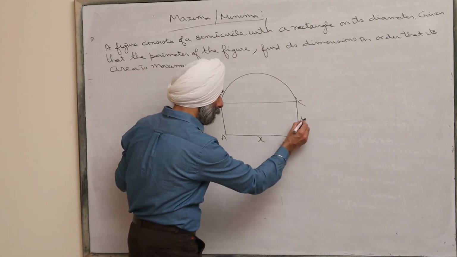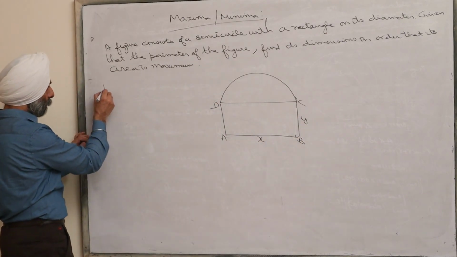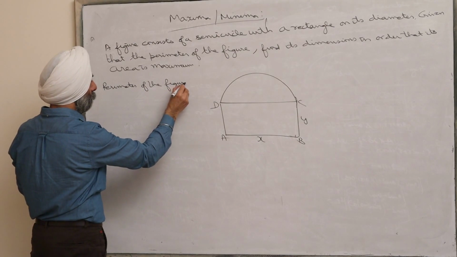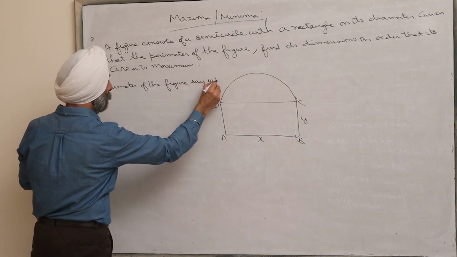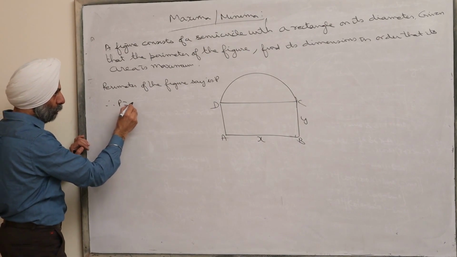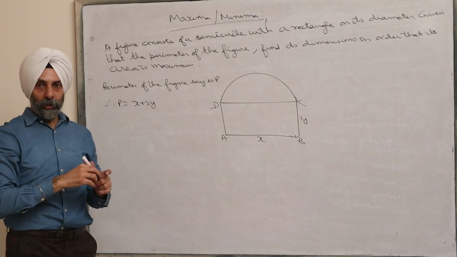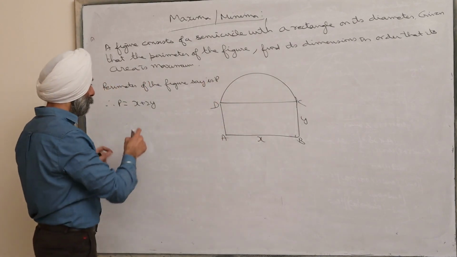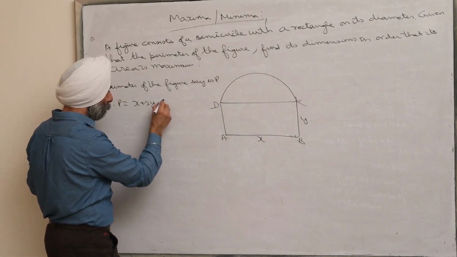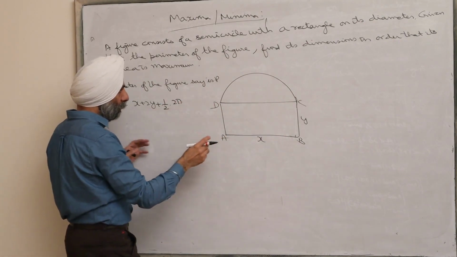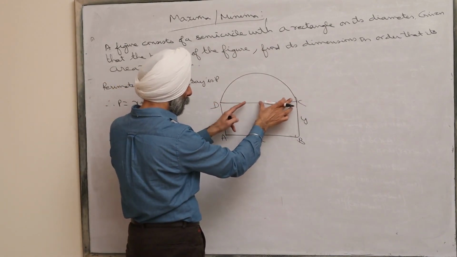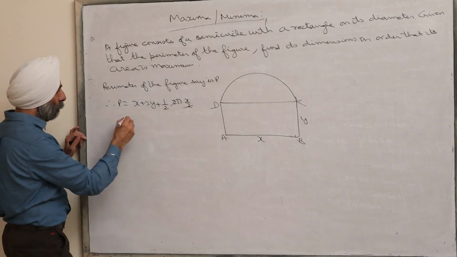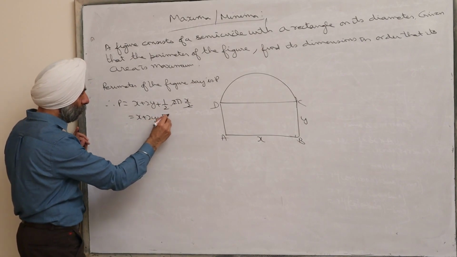Now let us say this is your x and this is your y. Now the perimeter of the figure, say, is P. So therefore P is equal to x plus 2y, because we will not consider the length CD here. Perimeter means the outer boundary. So x plus 2y plus half of 2 pi into r. Because this whole is x, half of it will be x by 2. So radius is x by 2 here. So it is x plus 2y plus pi x by 2.